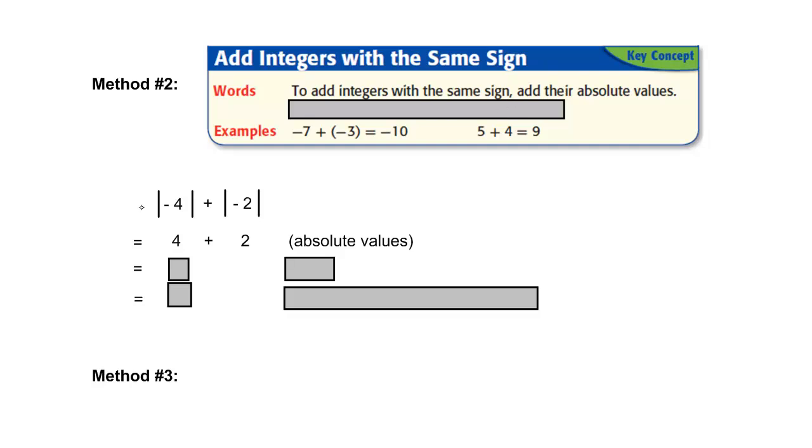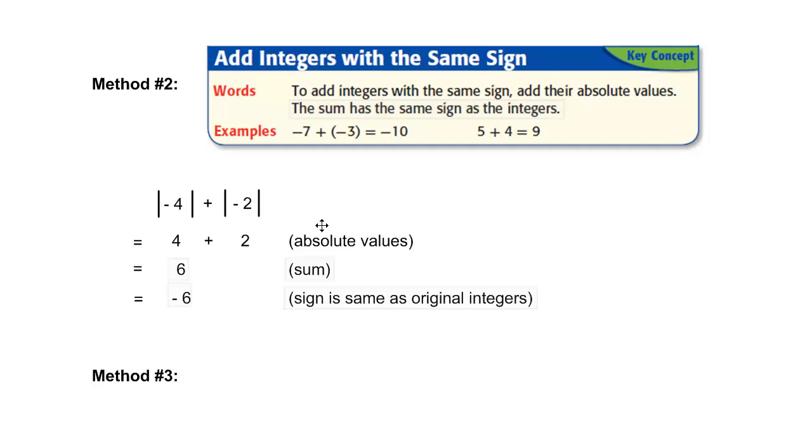So here you'll see the -4 absolute value in the vertical lines and -2's absolute value. We're going to add those two together. The absolute value of -4 is +4. The absolute value of -2 is +2. Okay, then we're going to add those absolute values together and we get a +6.